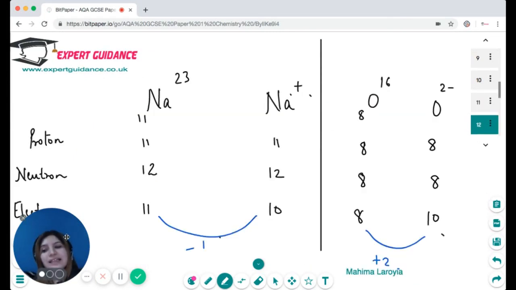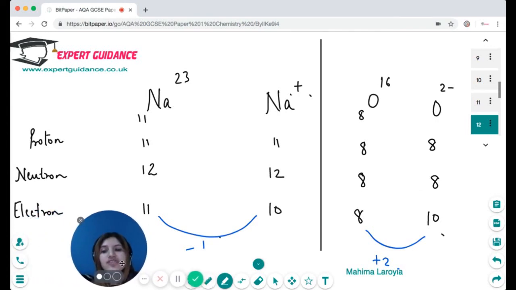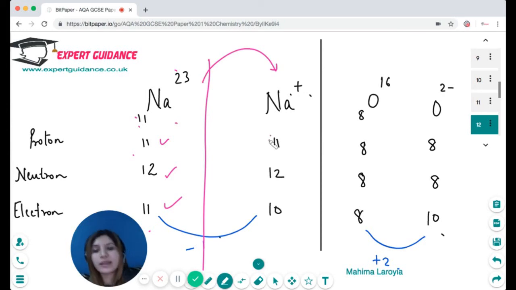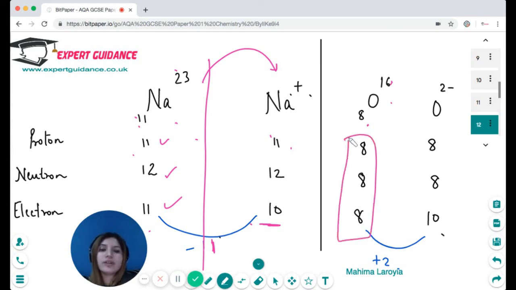Okay, now let's see how the electron number changes with the ion. Now this is sodium. You know the bottom number is the electron number. The top number, take away the bottom number, that is 12, will be the neutron number. Now sodium becomes sodium plus, which means it has lost 1 electron. Now since it has lost 1 electron, the electron number will be 10, but the proton number and neutron number remain the same. Okay, so there's always a change in the electron number whenever the ion is formed. Similarly, oxygen 8 and 16, they all have 8 proton number, neutron number, and electron number.